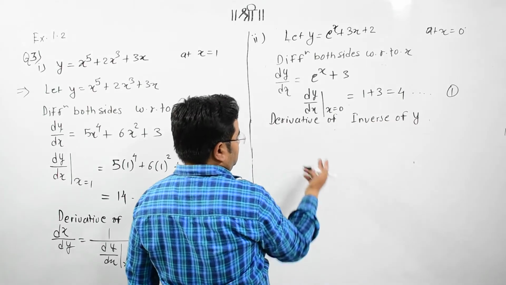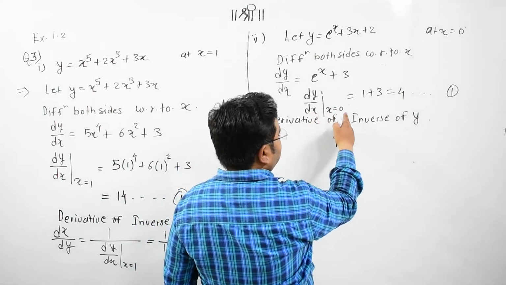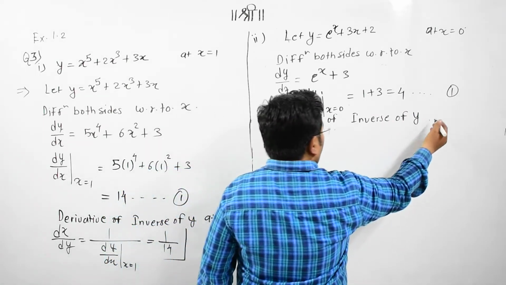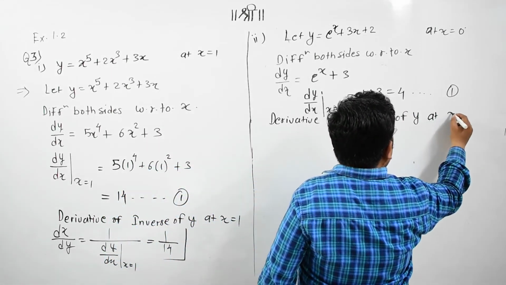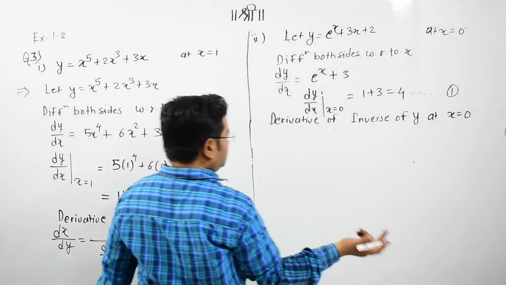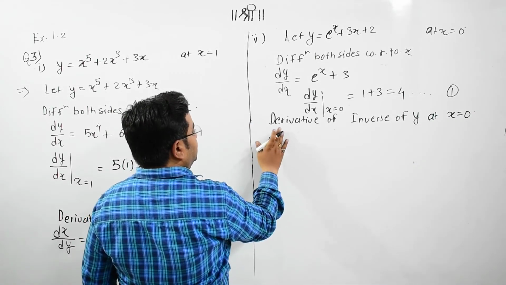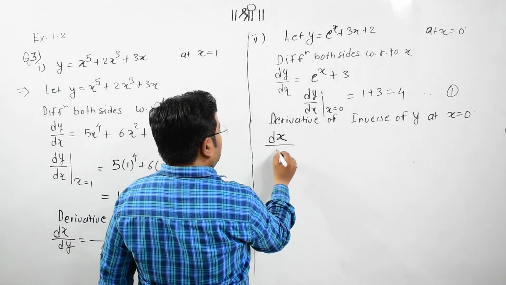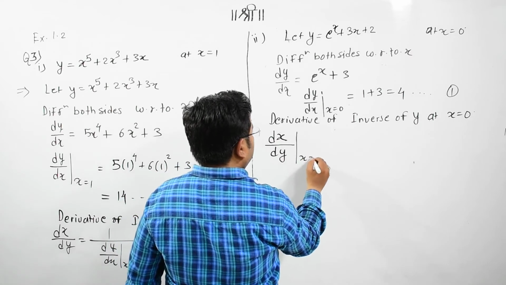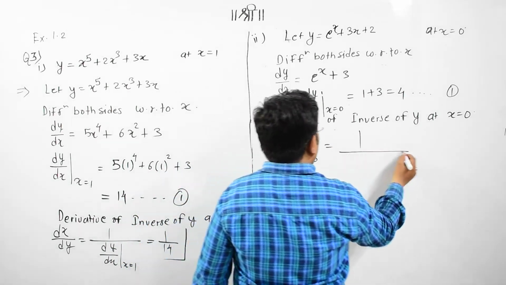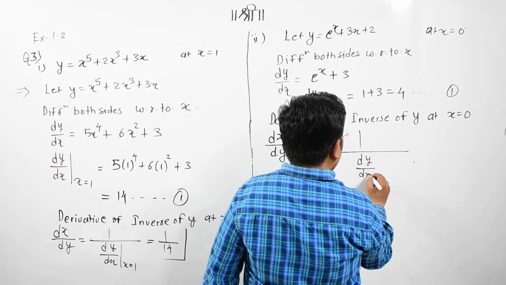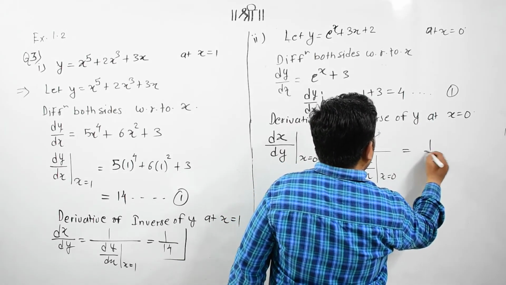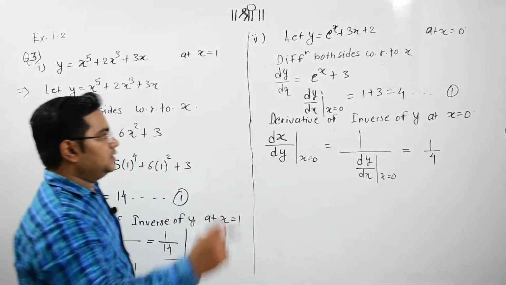So, common sense. This gives dy upon dx at x equal to 0 will be equal to 4. Now, the derivative of the inverse of y at x equal to 0, what should it be? So, dx upon dy at x equal to 0 is equal to 1 upon dy upon dx at x equal to 0. So, what should it be? 1 upon 4. That is it.